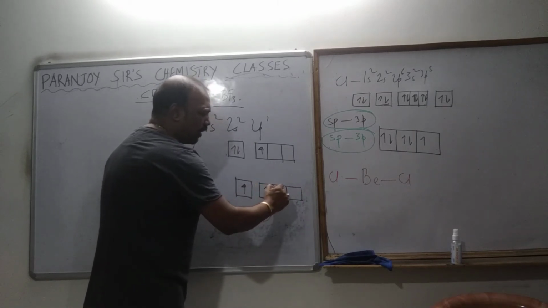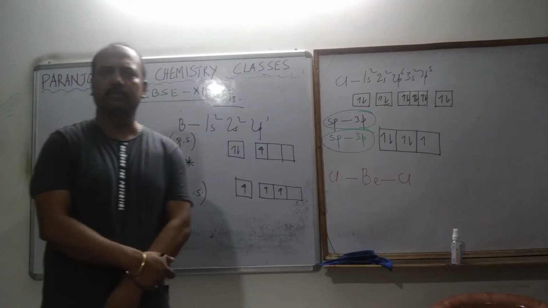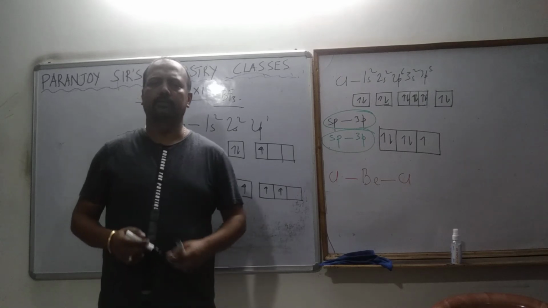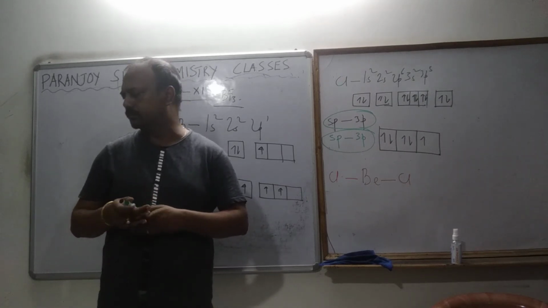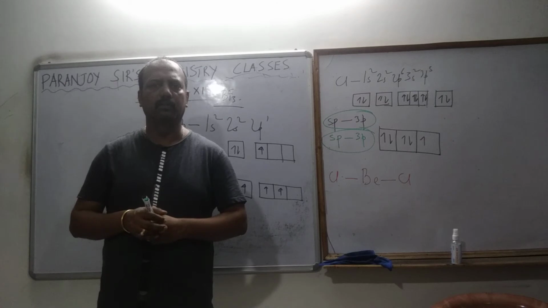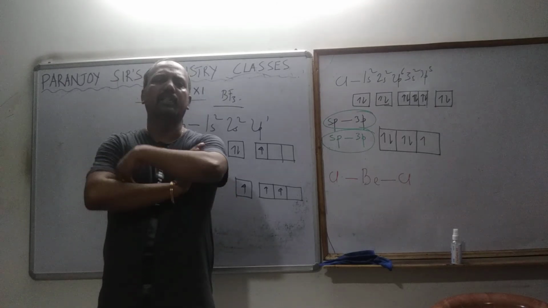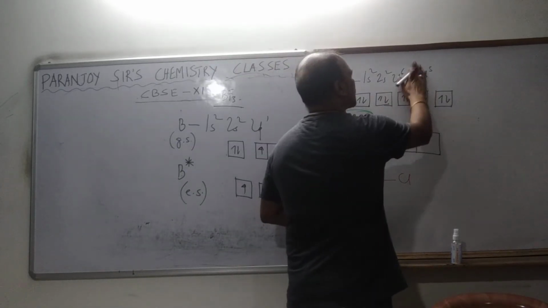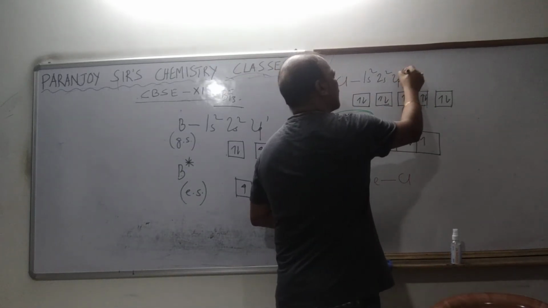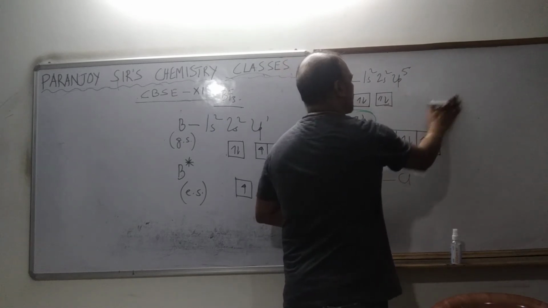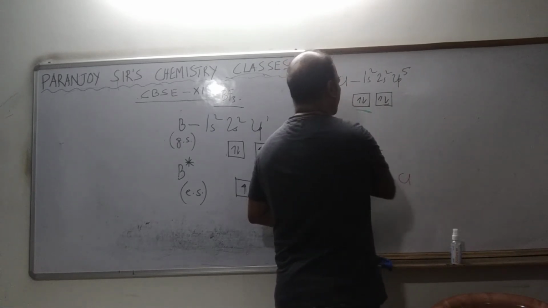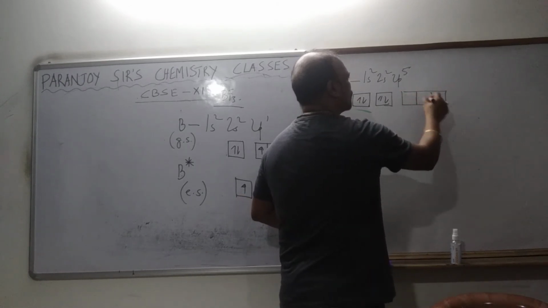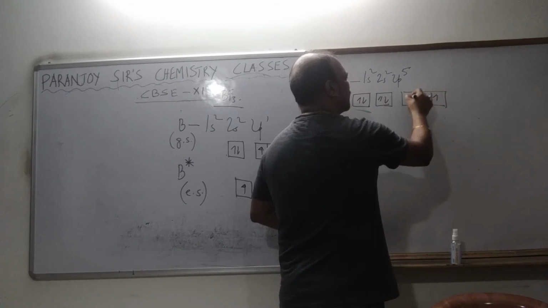Now is it ready to form 3 bonds? Yes. But will the 3 bonds be the same? Obviously, fluorine has 1s2, 2s2, and 2p5. 2p5 means 1, 2, 3, 1, 2, 3, 4, 5.